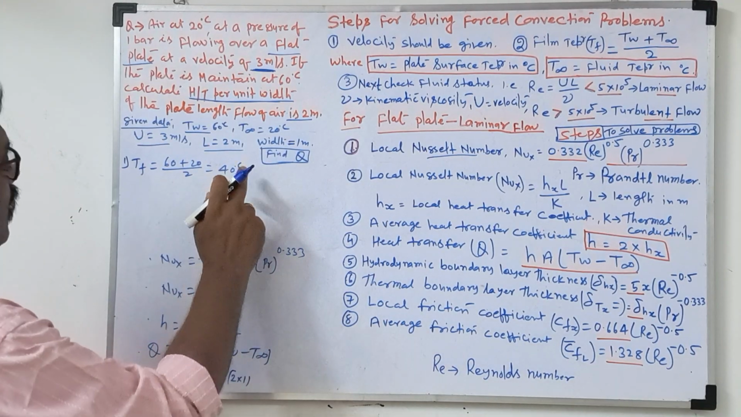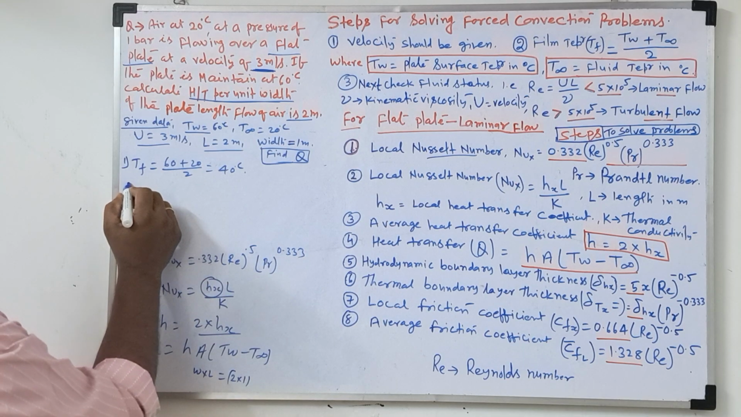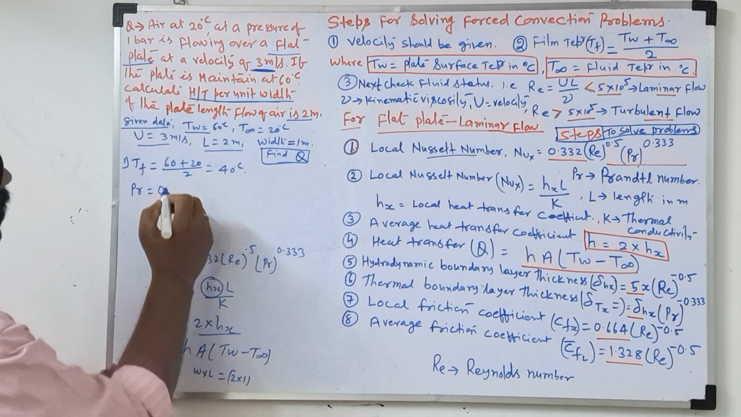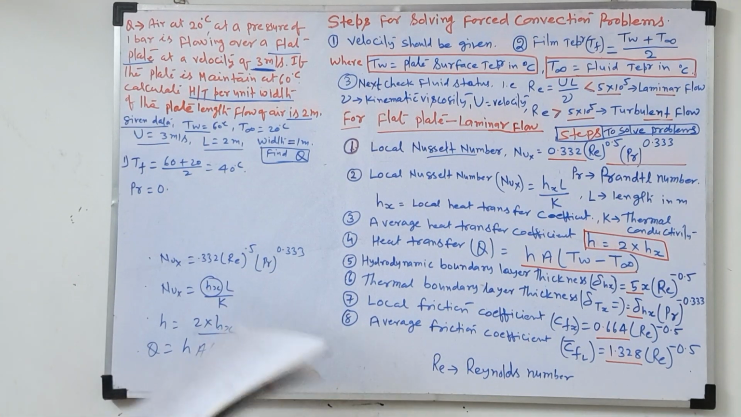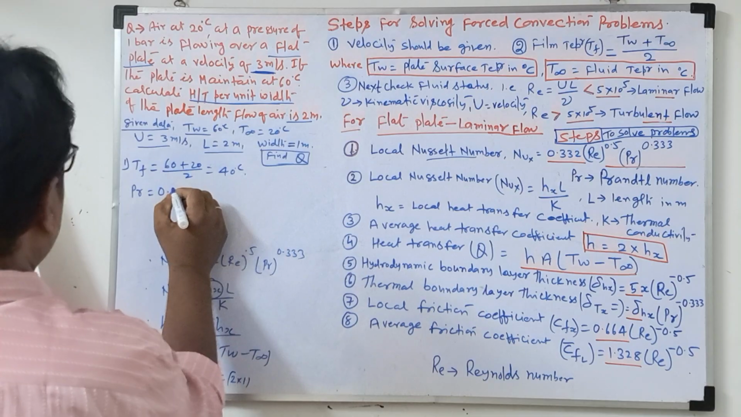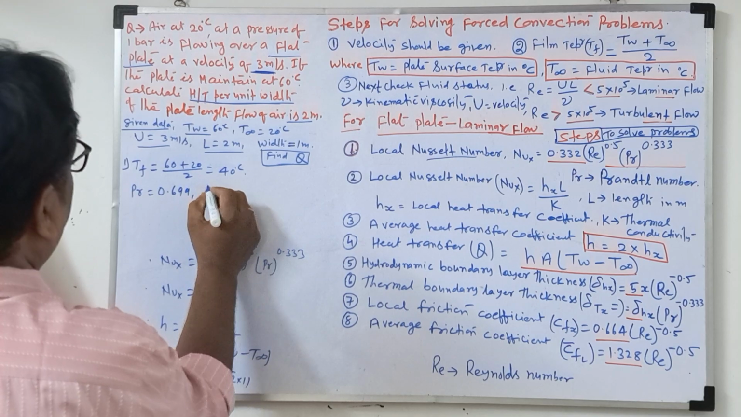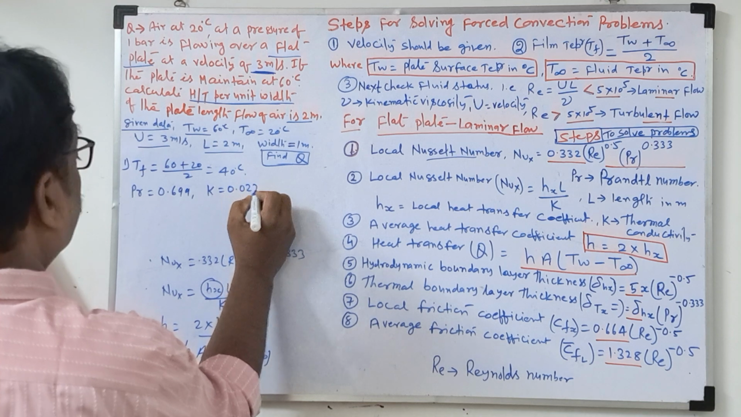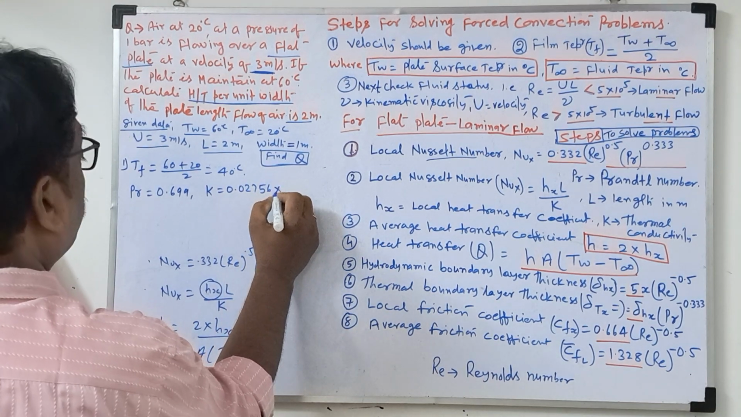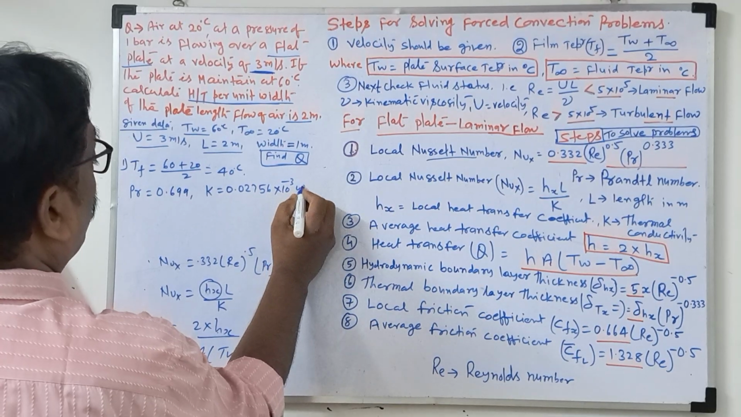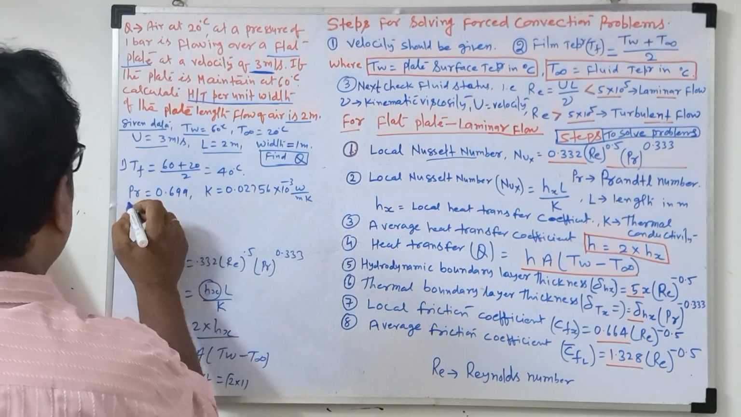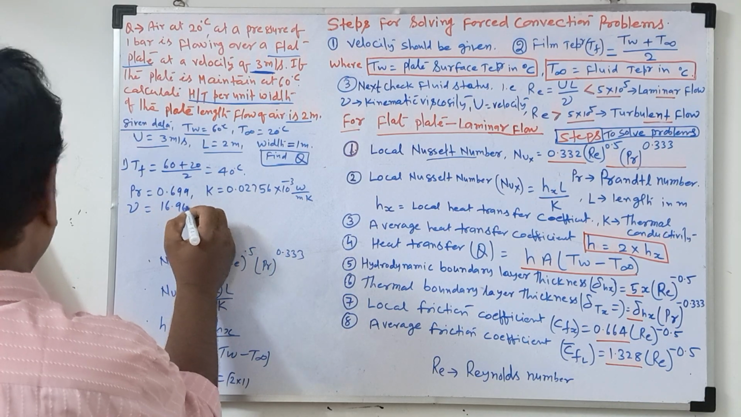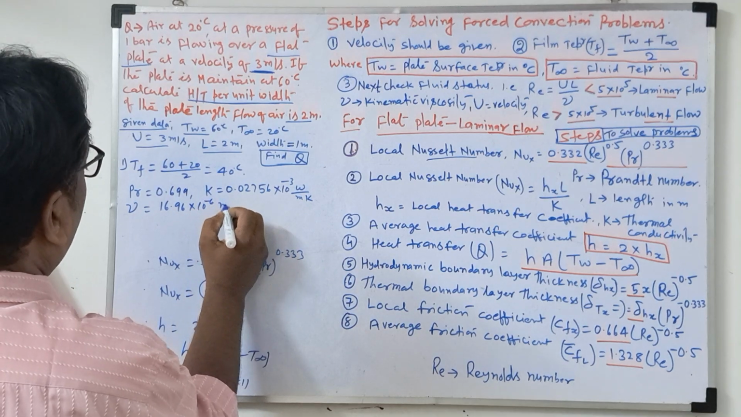Now from the data book, at 40 degrees Celsius, we will find all the values. The Prandtl number value will be 0.6699. Then the thermal conductivity value will be 0.02756 into 10 power minus 3 watt per meter Kelvin. This is the unit of thermal conductivity. Now the kinematic viscosity value will be 16.96 into 10 power minus 6 meter square per second.